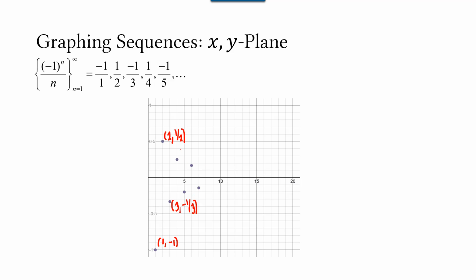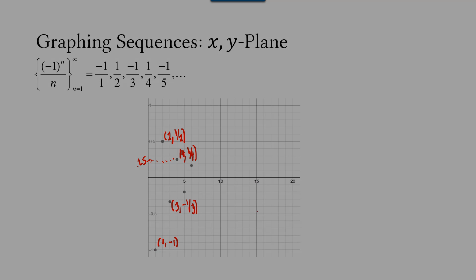Then we would go to the fourth term in the sequence, n equals 4, y equals 1/4, which we can see here. It's about 0.25. And then we just plot the rest of the terms. You can see they're alternating sign between plus and minus because they're either over the x-axis for plus or below the x-axis for minus. The dots are getting closer and closer to the x-axis. They're approaching 0.